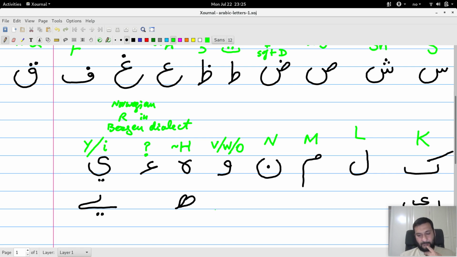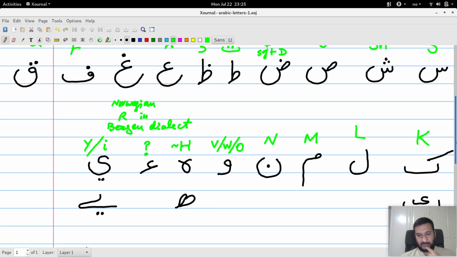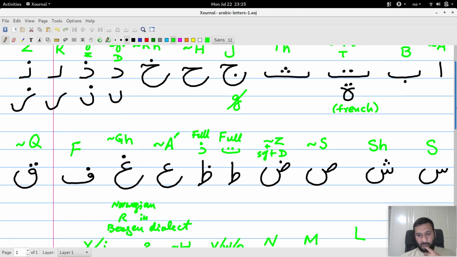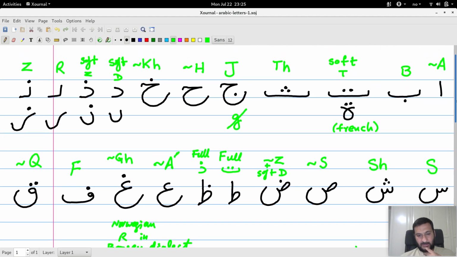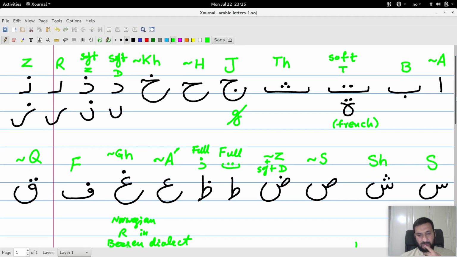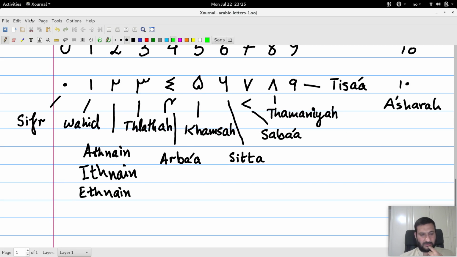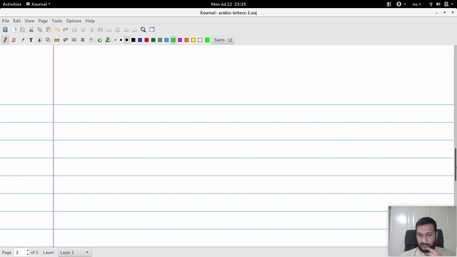So these are the things which I wanted to show you in Arabic language, what letter represents what. So we notice we don't have C here, because C is a, let me go through all the other items which I have for you. New page. All right.